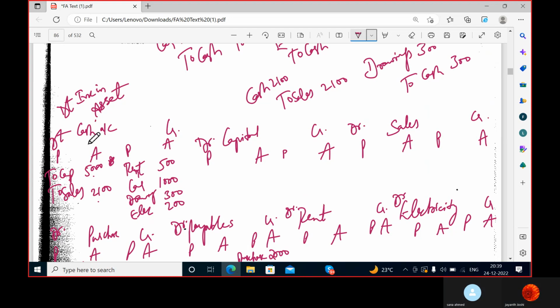Now what is happening? I am paying rent of 500. I am paying for a car purchase. I am withdrawing money from the business. I am paying for electricity expenses. These are all increasing or decreasing the cash? They are decreasing the cash. Of course, when you pay, they all go on the credit side. When you pay money for all this, they will decrease the cash, right? So credit is a decrease in asset.